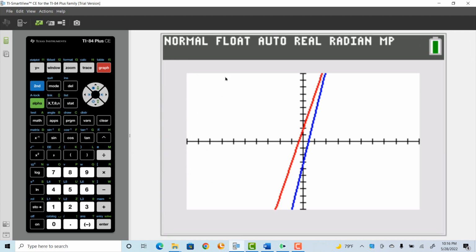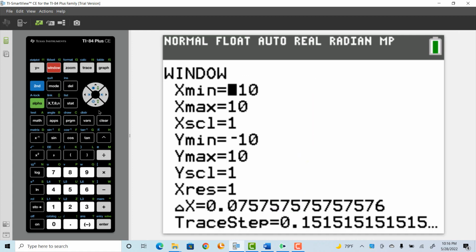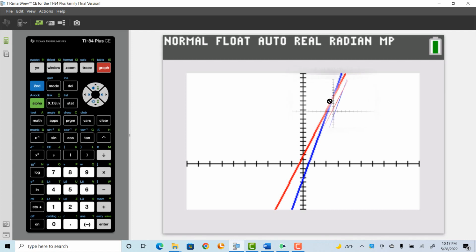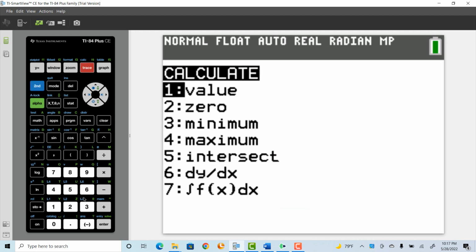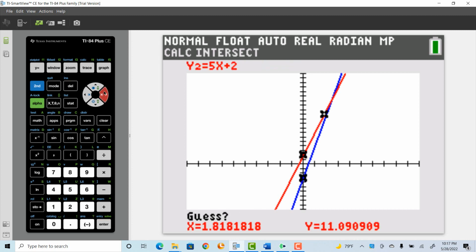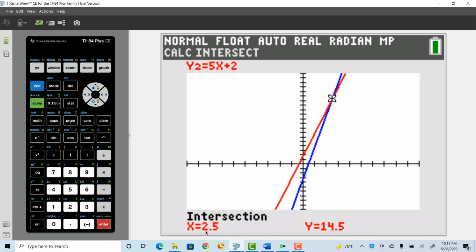Now, I can't see it on my screen, so I'm going to adjust my window. Change my x max. I'll go up to 20 on my y value rather. Change my y max. Okay, so now I can see where they're equal. They're equal right here. That's where they intersect. So I'm going to do a calculate intersect. Again, in the calculator videos, I teach you how to do this. Okay, I'm going to come up here, press enter, and look at that. It tells me it intersects at x equals 2.5.